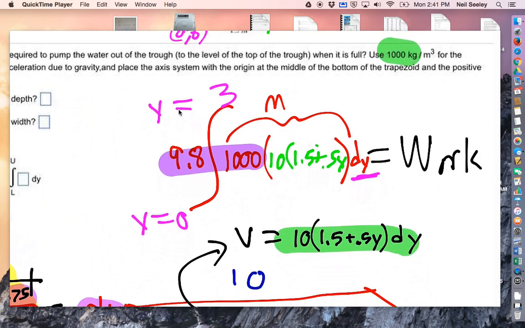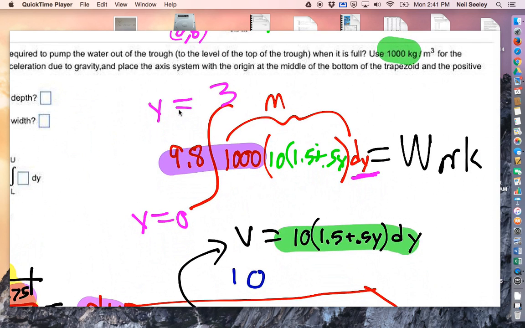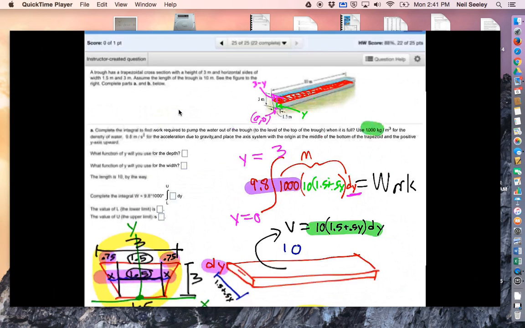So there's your integral, and I think one of the problems asks you, hey, look, here's 9.8 times 1,000 out front. What do you want to put inside the rest of it? And then it asks for the upper and lower limit. Well, let me know if you can't interpret what I've written in there, but all the pieces you need are right in here. The function that you're going to use for depth of the water, and the width for the water should be the two things that I showed you.